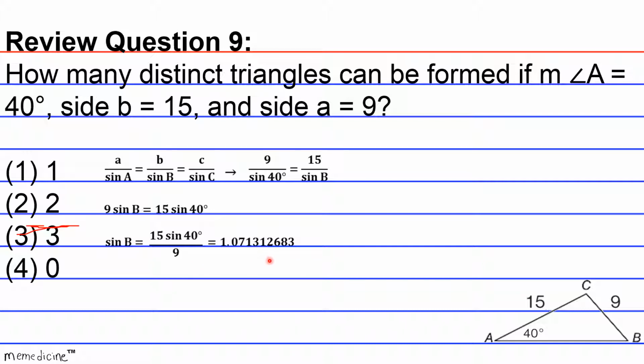is equivalent to 1.071312683. And now we are at our answer, because the range for the values of the sine of any angle can only be between -1 and 1. Therefore, this is outside the range. What that means is that 0 angles can be formed from these, 0 triangles can be formed from these given dimensions. So the correct answer choice is going to be answer choice 4. All right? Okay.